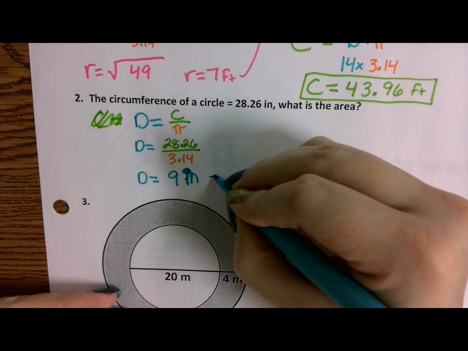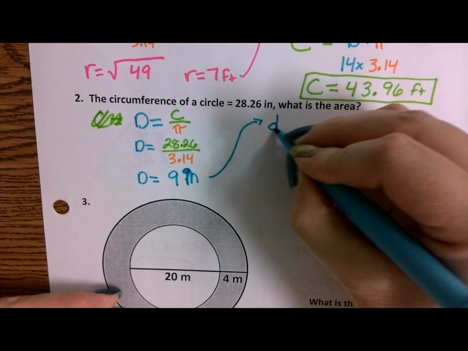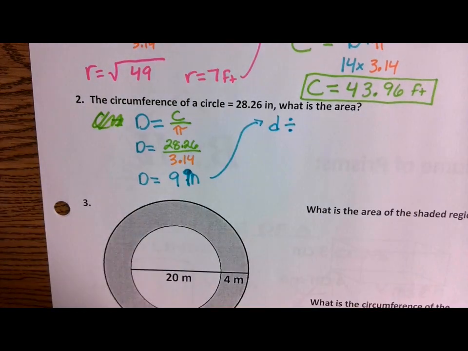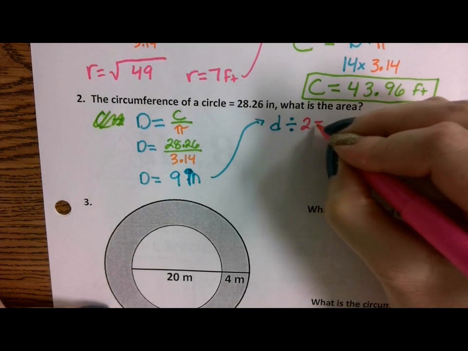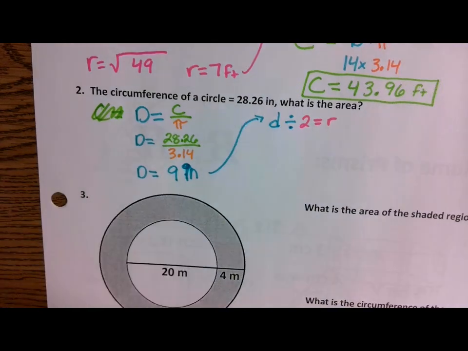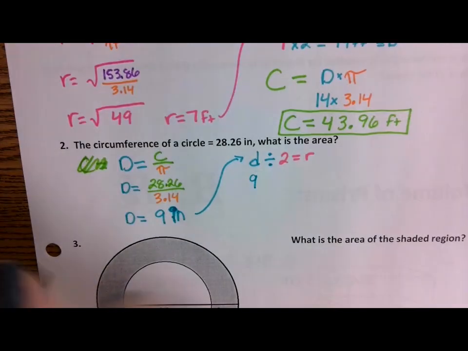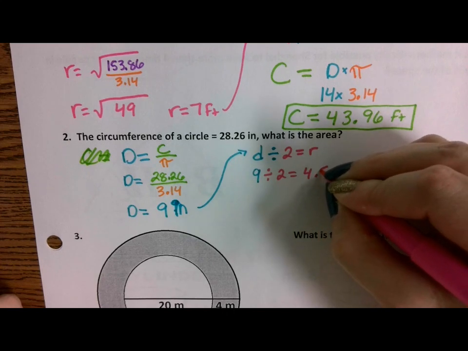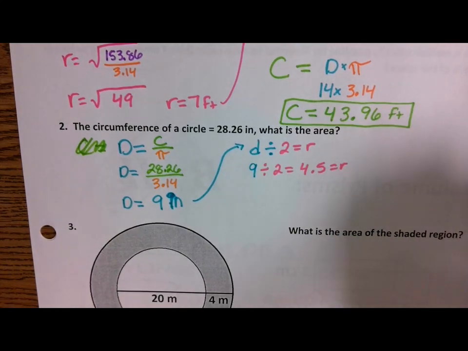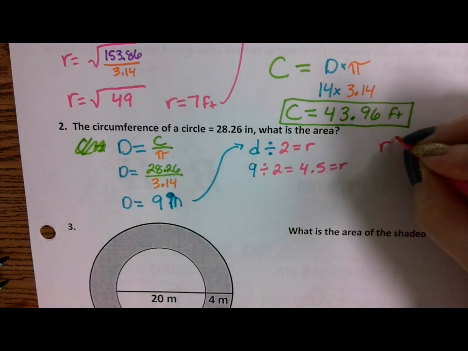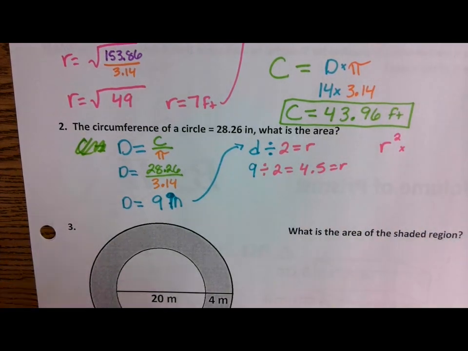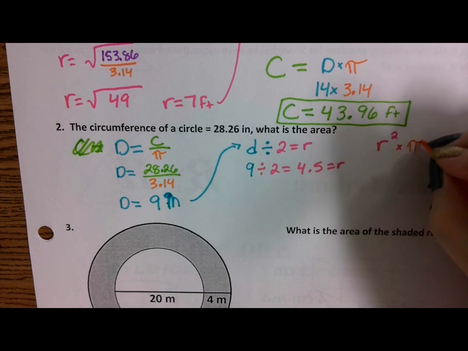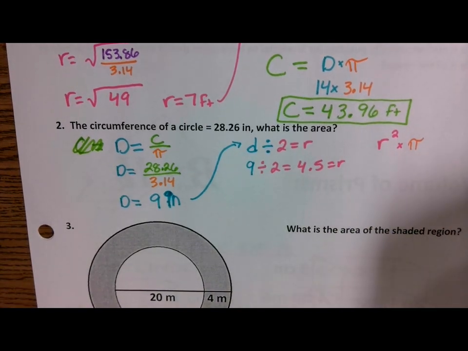Knowing that the diameter is 9 inches, if we take the diameter and divide it by 2, that's going to equal the radius. So 9 divided by 2 gives us 4.5. That's the radius. Now we can plug that information into our formula: radius squared times pi.